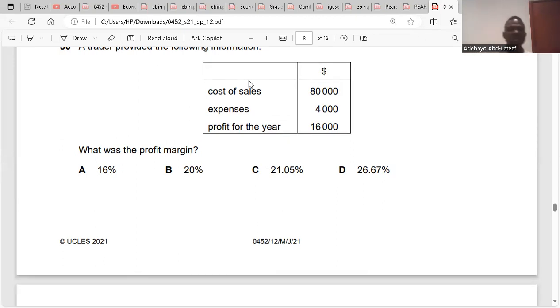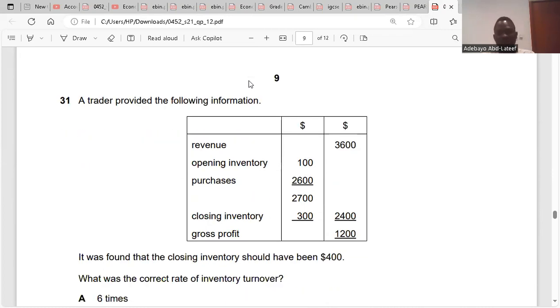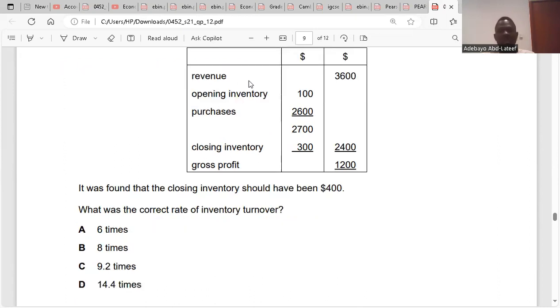So, question 31. A trader provided the following information: revenue 3,600, opening inventory 100, purchases 2,600, closing inventory 300, and gross profit. Then it was found that the closing inventory should have been 400. So our new closing inventory is 400. That's the point. So what is the formula for rate of inventory turnover? The rate of inventory turnover is cost of goods sold divided by average inventory.